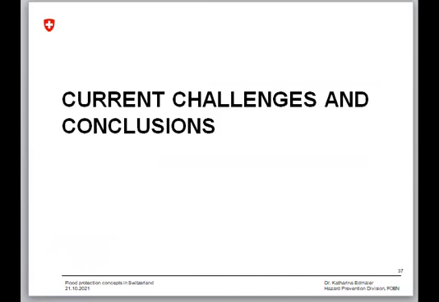Now that we have a rough overview of the measures of flood protection in Switzerland, I would like to address some current issues and draw a conclusion.